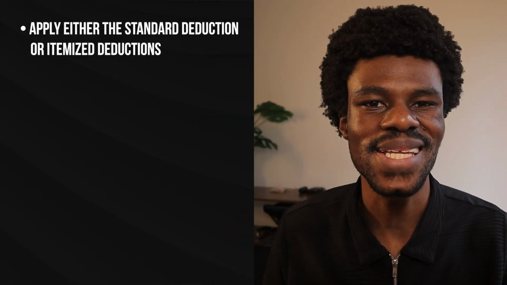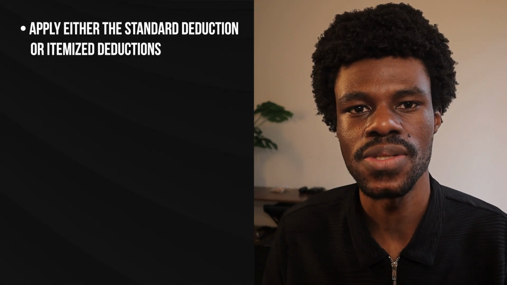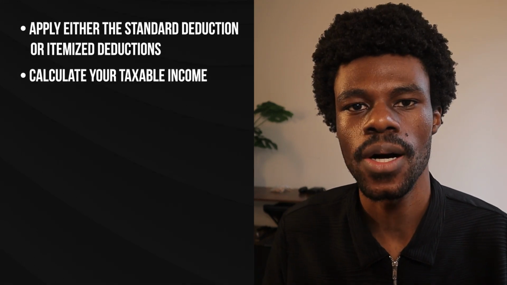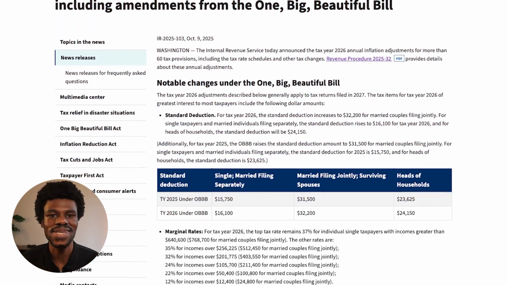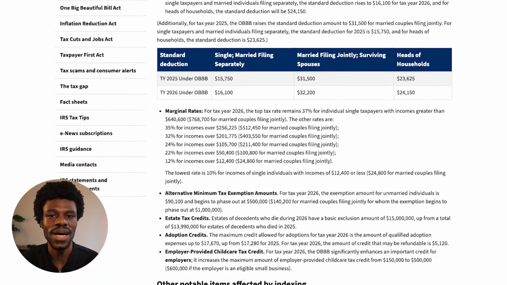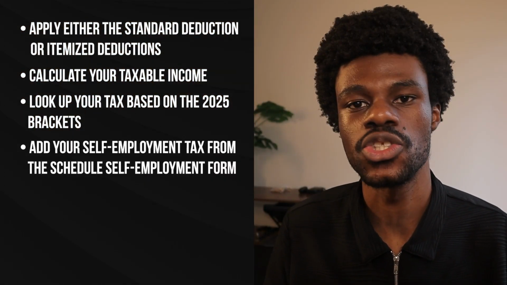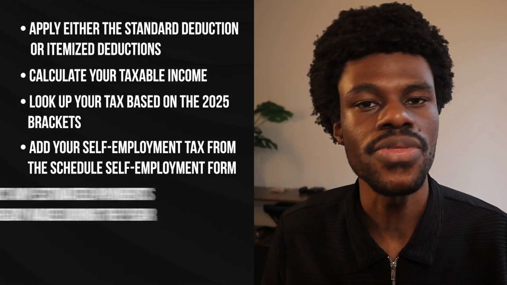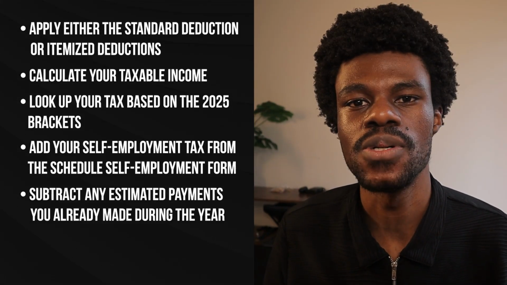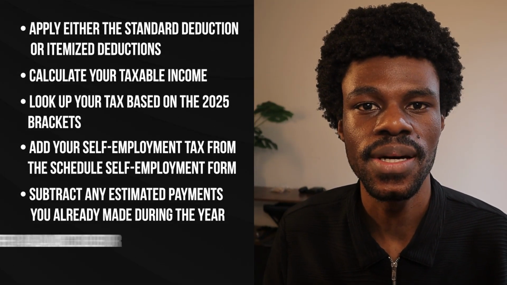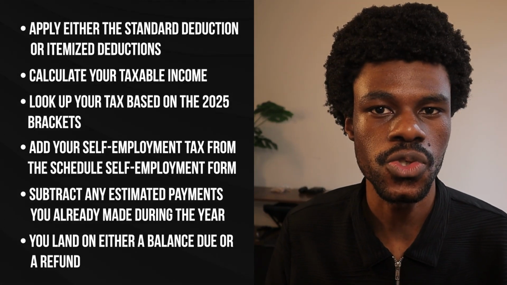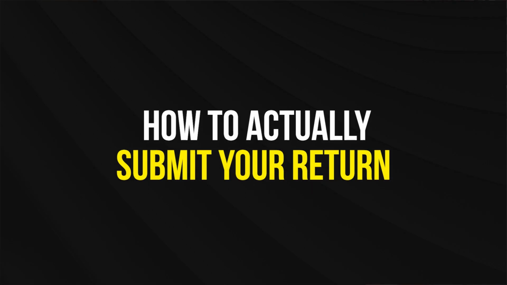Now from there, you then apply either the standard deduction or itemized deductions. You want to calculate your taxable income, and you do this by looking up your tax based on the 2025 brackets online. And then you add your self-employment tax from the Schedule SE form. You then subtract any estimated payments you already made during the year, and you land on either a balance due or a refund. But how do you actually submit your tax returns?